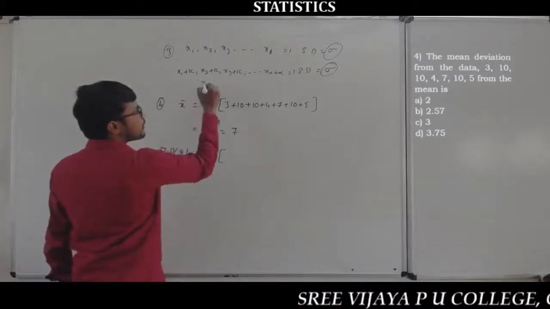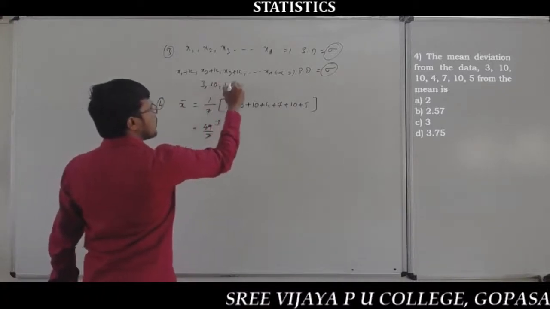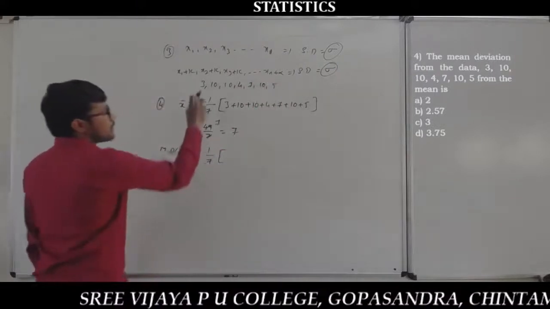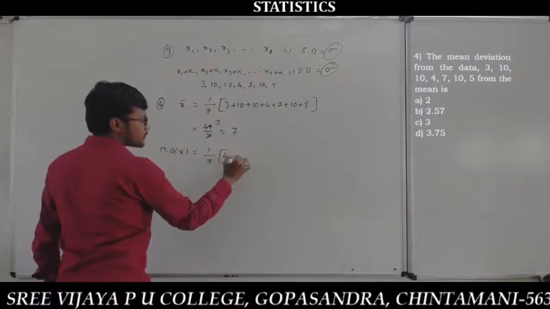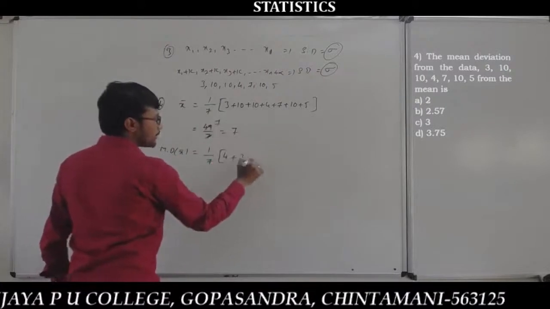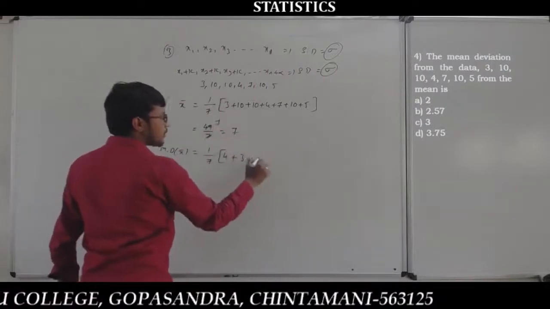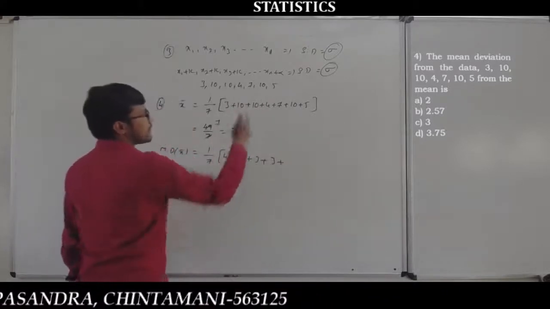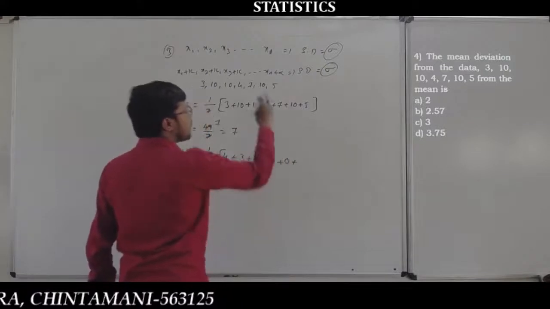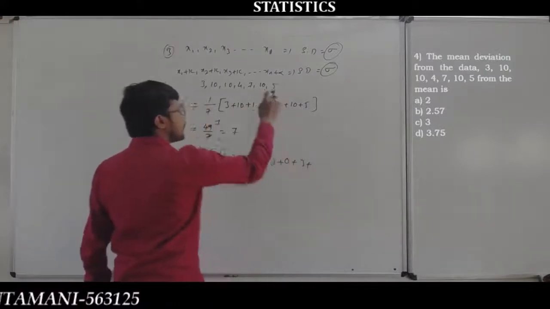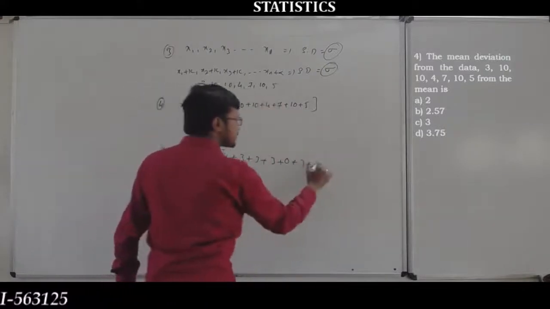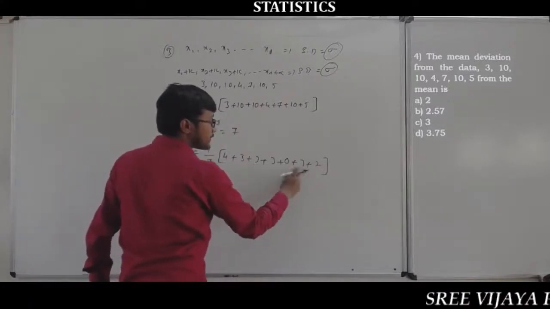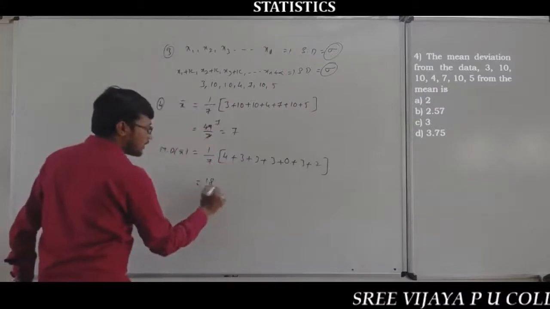The observations are 3, 10, 10, 4, 7, 10, 5. So 3 minus 7 is minus 4, which becomes plus 4. 10 minus 7 becomes plus 3. 10 minus 7 becomes plus 3. 4 minus 7 is minus 3, modulus becomes plus 3. 7 minus 7 is 0. 10 minus 7 is 3. 5 minus 7 is minus 2, modulus becomes plus 2. Adding these up, you get 18 by 7.